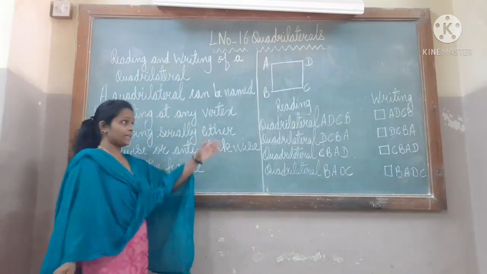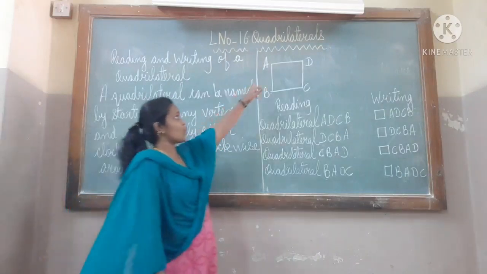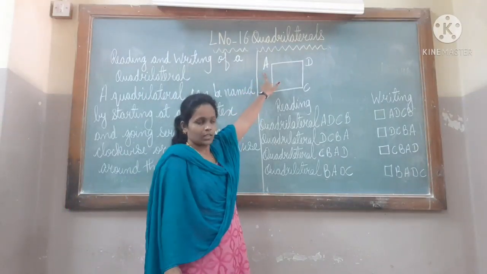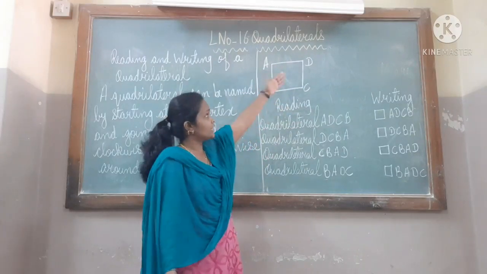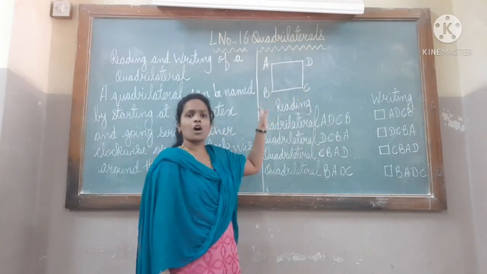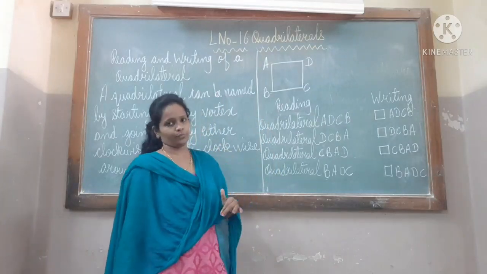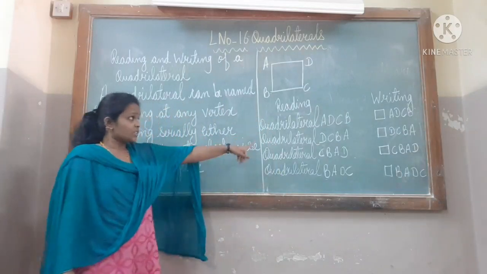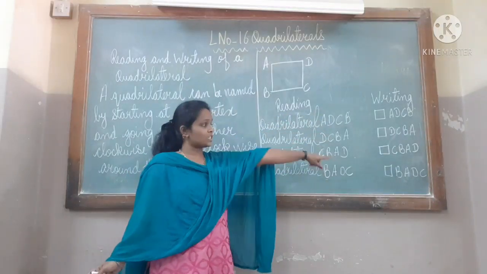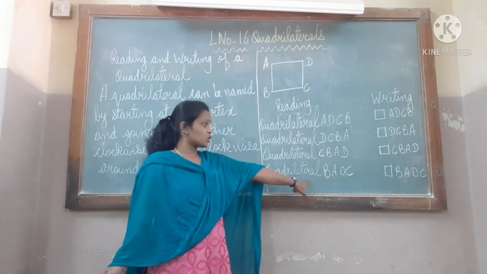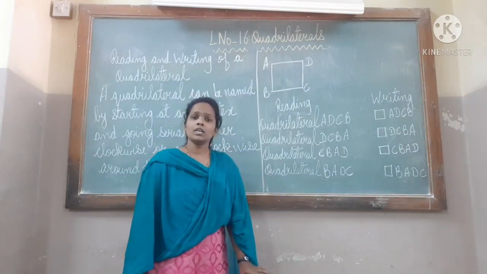Now, while reading and writing, I have started from vertex A, D, C, D like this. You can start from D or C or B. It is up to you. So, this is the way when you are reading, you are going to read in this way, and when you are writing, instead of quadrilateral, you are going to use the sign.